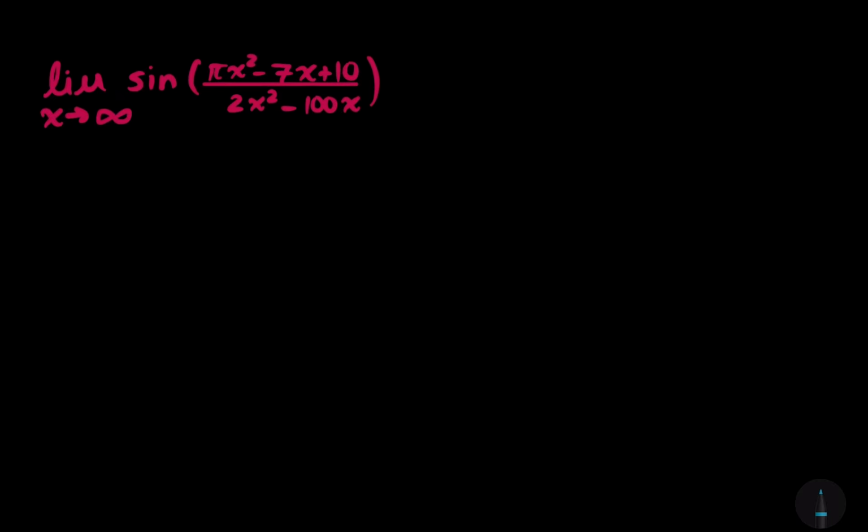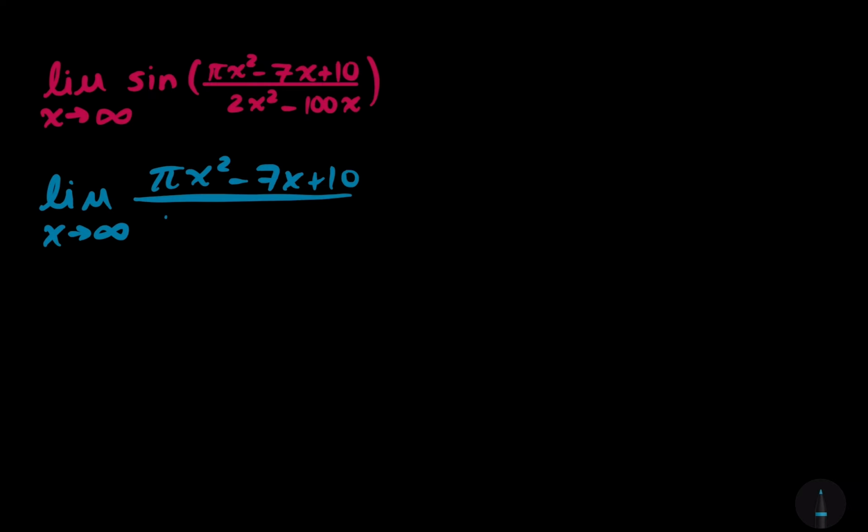And so then we can go ahead and look at another example. This one looks a little bit more intense, but it is quite a nice example. We're taking the limit as x approaches infinity of sine of this crazy rational function. Essentially, let's try to figure out the limit as x approaches infinity of this rational function over here: pi x squared minus 7x plus 10, divided by 2x squared minus 100x.